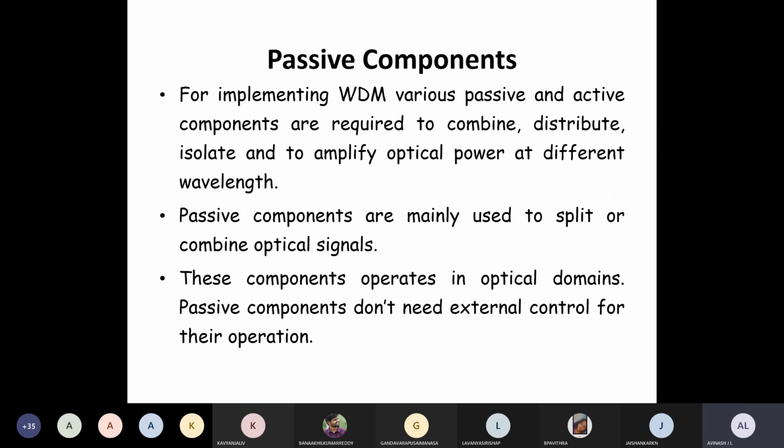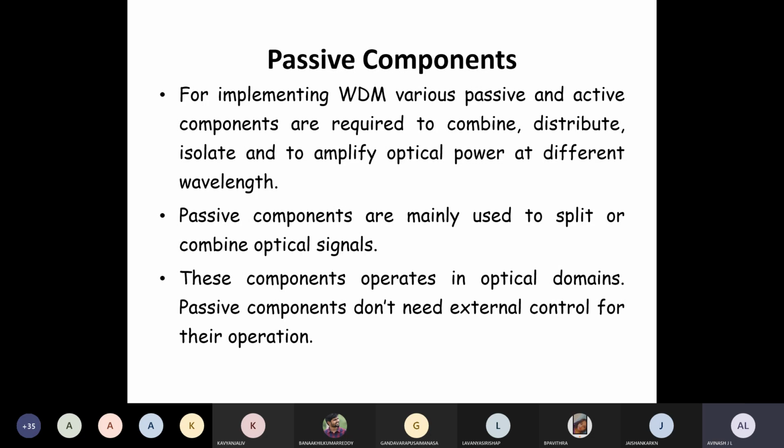Now we understood the next concept called passive components. For implementing WDM, there are various passive and active schemes to combine, to distribute, to isolate and to amplify the optical power at different wavelengths. The passive components are mainly used to split or combine the optical signals. These components operate in the optical domain. Passive components don't need external control for their operation.